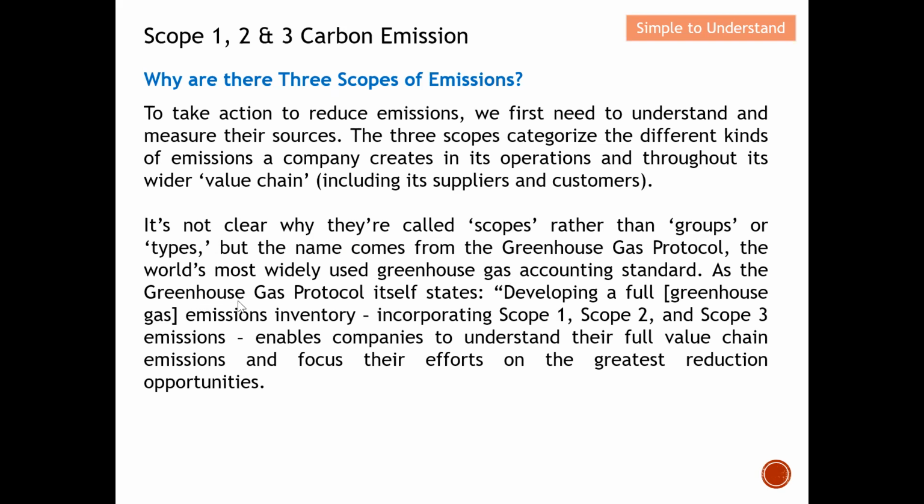As the Greenhouse Gas Protocol itself states, developing a full greenhouse gas emission inventory can incorporate scope 1, scope 2, and scope 3 emissions. This will enable a company to understand its full value chain emissions and focus its efforts on the greatest reduction opportunities. So in short, to fully describe the greenhouse gas emission inventory, we need to describe a combination of scope 1, scope 2, and scope 3.